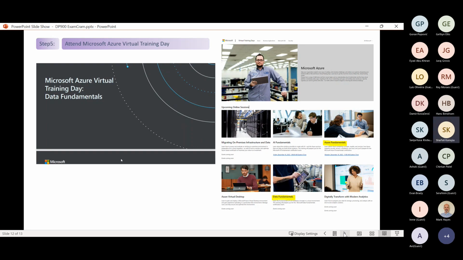So what they are doing is, by this virtual training day, if you are attending this, not just registering, you have to attend as well. So you are eligible to get a free voucher for the exam for which you are attempting this training. So if you are attending the data fundamentals, you need not pay for sitting for the exam. You can always get that voucher, and there is some validity for that voucher.